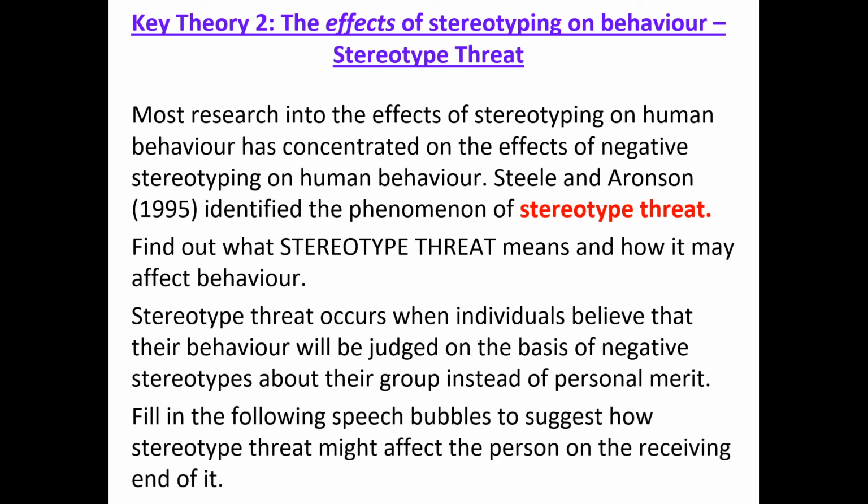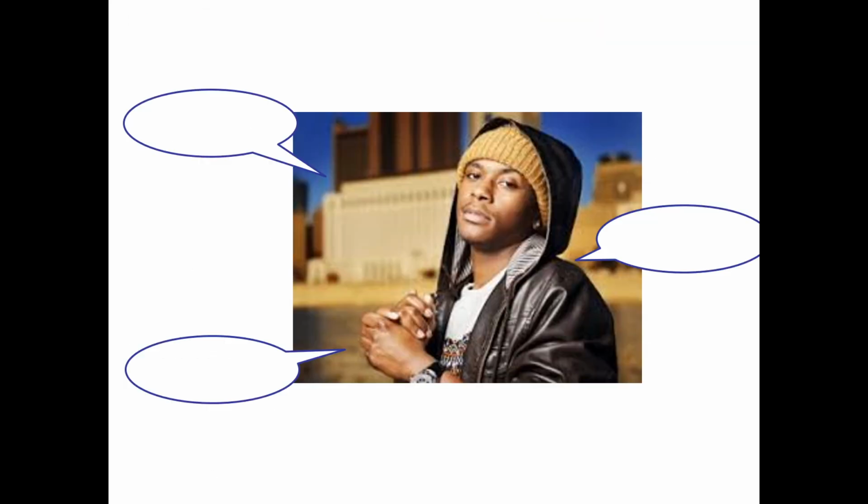So I'm going to let you pause the video on each of the following images, and how would you fill in the speech bubbles to suggest how stereotype threat might affect the person on the receiving end of it. So for example, here we have a young black urban male. What might, if he encounters a group of white people, let's say they're white ladies in their 60s and 70s, how might stereotype threat affect him? What might he be thinking that they're thinking about him? So have a go, fill in the bubbles for that. So pause the video.